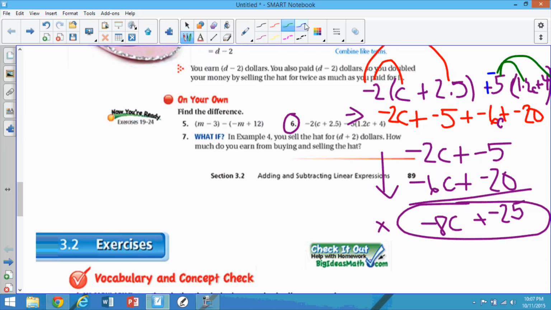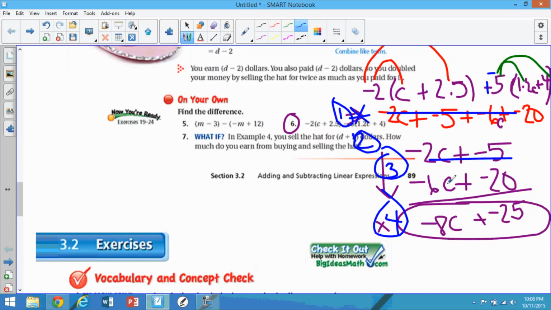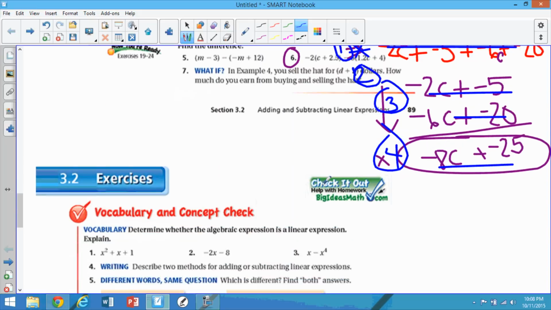So if we count that up, you get 1 point for the distributive step, so that's 1. You get 1 point for the subtraction step, that's 2 points. 1 point for combining your like terms, that's 3 points. And 1 point for your answer, that's 4. So a problem like this is worth 4 points. You need to make sure you show every single step. Step 1, step 2, 3, 4. Okay, you need to have that all.